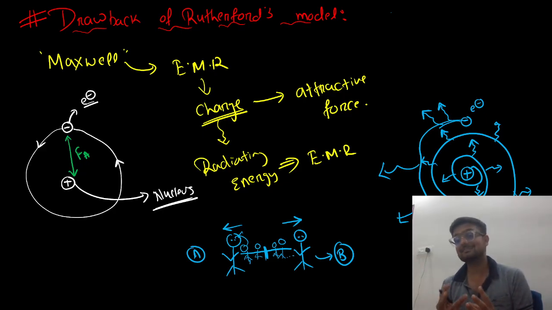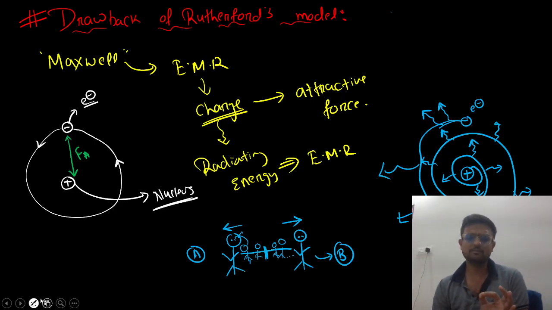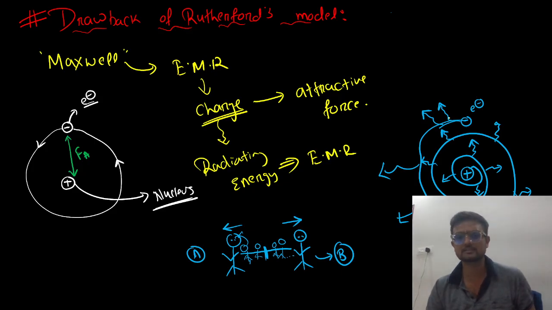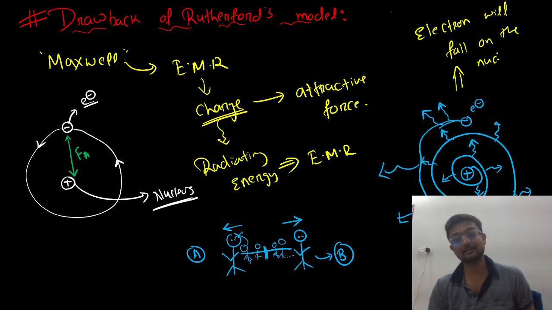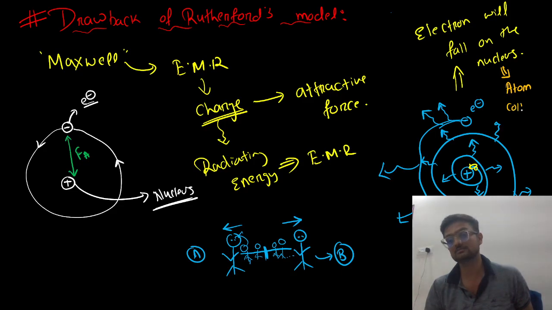Now, as this electron is losing energy or radiating energy, gradually there will come a point at which this electron will fall on the nucleus. So at the end, the electron will fall on the nucleus, right? So when this negatively charged particle, the electron, falls on the nucleus, do you know what will happen? The atom collapses.